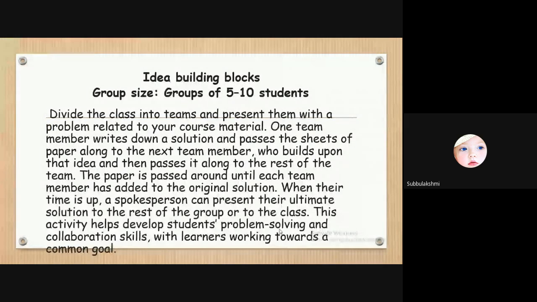This is another activity, idea building blocks, where we can have a group of 5 to 10 members. We can divide a class into teams and present them with a problem. It can even be related to course material, which they can analyze. One team will write a solution and pass the sheet to the next team, who can put their suggestions there. The paper is passed until we get a concrete solution. This is one way of making them develop their ideas and build their innate skills. This is one of the good activities.